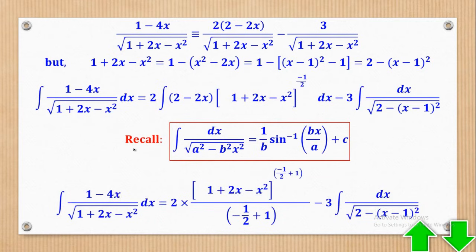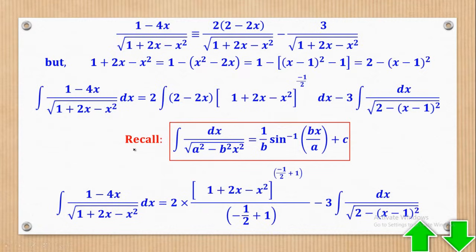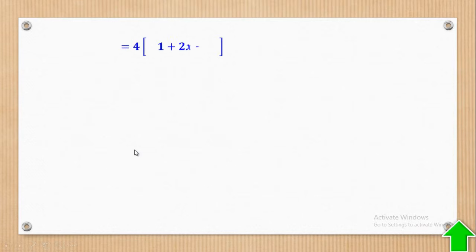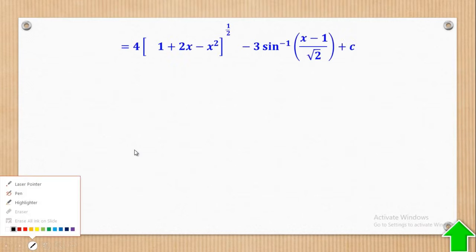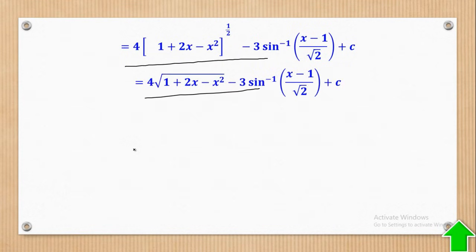Then when it comes here, you have to compare, meaning that a squared is 2, meaning that a is root 2. Then x minus 1 is what replaces x, and b squared is 1. So when we use that, we shall come up with this as our integral. Therefore, I can choose to stop here, or I can complete like that.